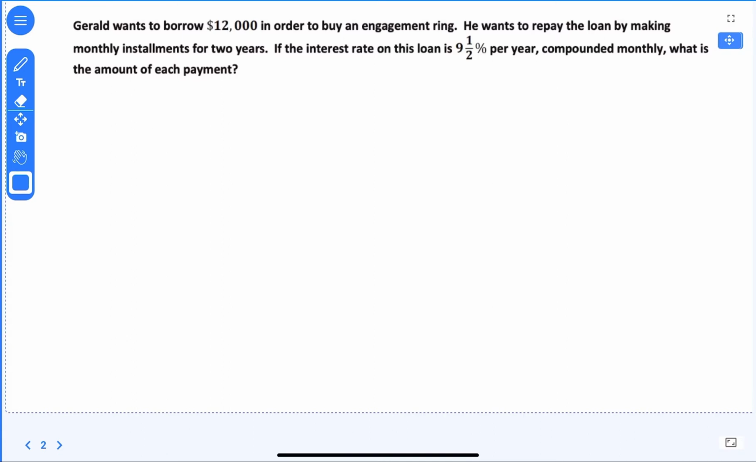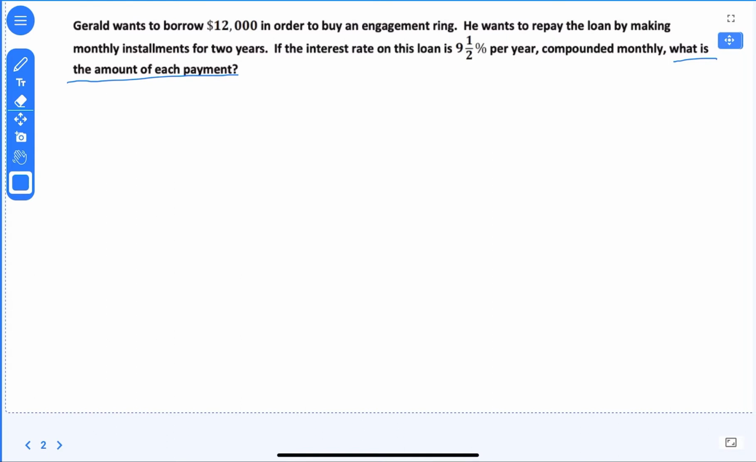He wants to repay the loan by making monthly installments for 2 years. If the interest rate on the loan is 9.5% per year, compounded monthly, what is the amount of each payment? Now, we're trying to find what? What do we call that? In our formulas, that is the recurring payment. That's big R, right? We're trying to find big R.